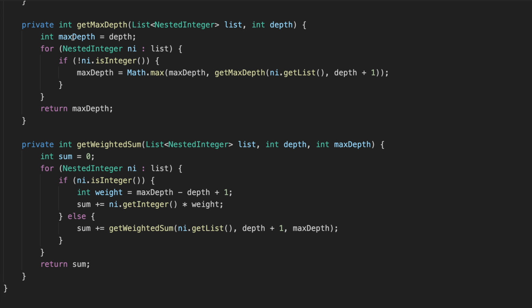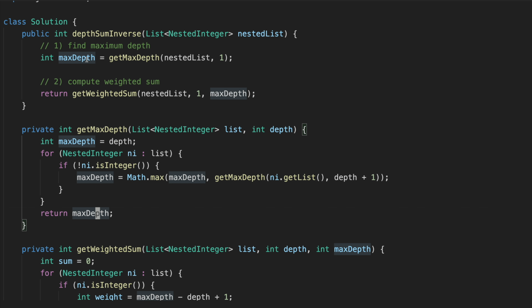So we are taking the maximum depth, going over our list, and for each one we check isInteger. If it's not an integer, which means that it's a list, then we take the maximum of whatever maximum depth we have at the moment and recursively call, passing the list for the current node and the depth plus 1, because we are going one level lower in our tree, right? At the end we return whatever max depth we get here.